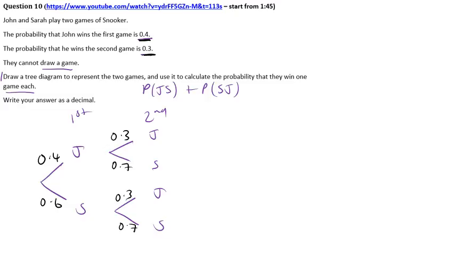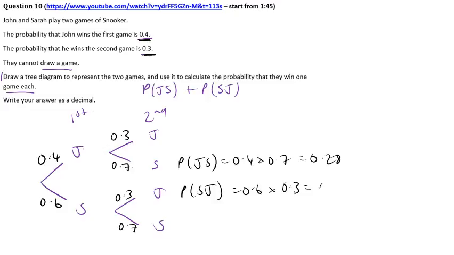So the probability of John winning the first, Sarah winning the second, is those multiplied. Probability of Sarah winning the first, John the second. And then we need to add those 2 together. So probability of 0.46, and it's said here to write it as a decimal, which we've done.